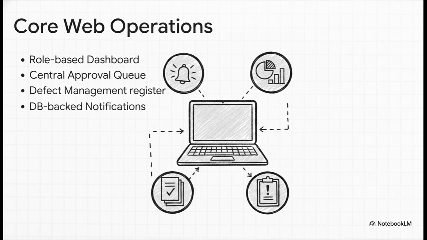From there, your central approval queue and defect management register act as your daily command center. This is where managers make rapid approval decisions and track defect severity. Add in dynamic reports and analytics, plus these database-backed notifications that route you directly to the right inspection record, you've got a system that actively prioritizes really fast, informed actions.